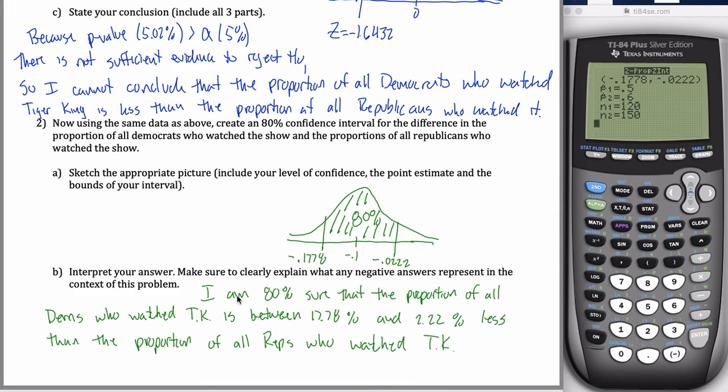You could write this differently. You could say I'm 80% sure that the proportion of all Republicans who watch this show is between 2.22 and 17.78% more than the proportion of all Democrats who watch Tiger King. You can do it either way. I think it makes the most sense to do it this way. So I'll leave my solutions this way to try to match up with as many of your answers as possible. But that's the idea for this quiz.